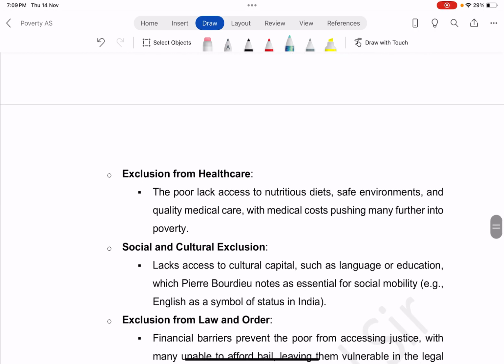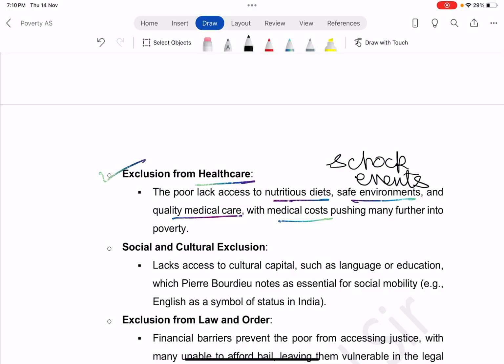Then we're going to come around and say exclusion from healthcare. The poor people often lack access to nutritional diets, to safe environments, to quality medical care, and the medical costs may be too high. All of these together create shock events. Shock events are medical emergencies in the families of poor people which have high costs, and the cost is often borne out of pocket expenditure, and that results in a significant pushback event, right? Pushes people down below the poverty line.